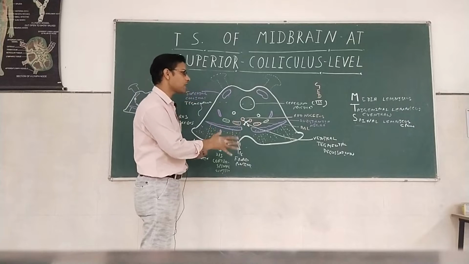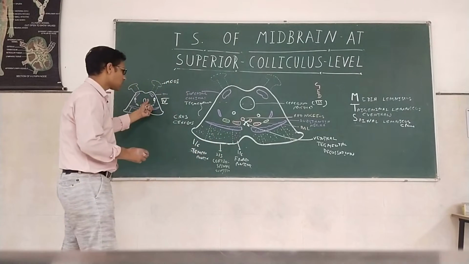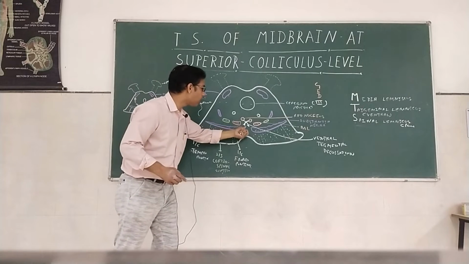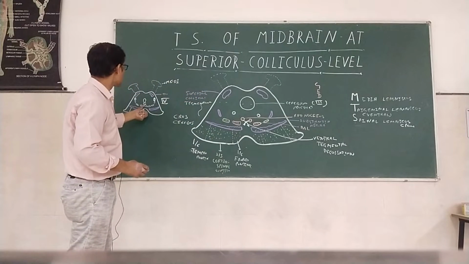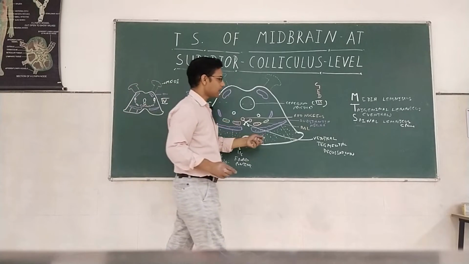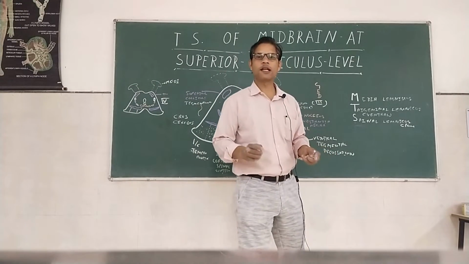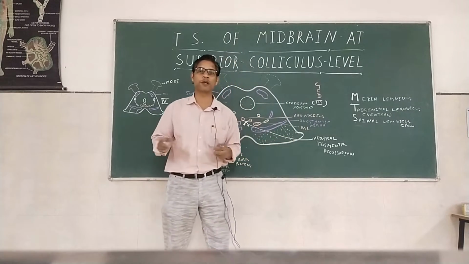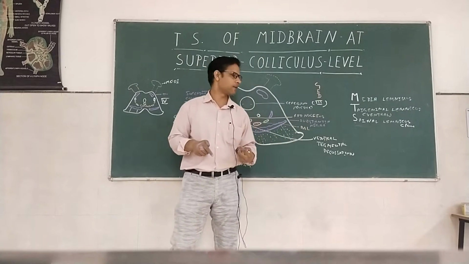That is a very specific feature of this level. This was not present here. Actually, the outcome of this decussation, that is the rubrospinal tract, was present here. If the ventral tegmental decussation is present, definitely there will be the dorsal tegmental decussation, and that is also a specificity of this level. We will discuss this one.